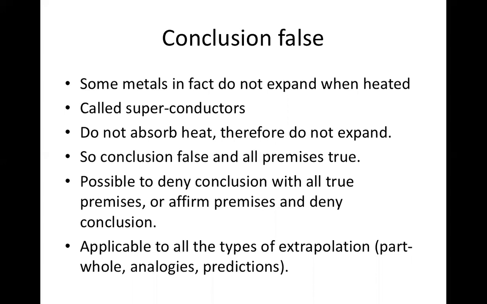Remember when we gave an example of the first inductive argument: 95% of men are honest, Peter is a man, therefore Peter is honest. We said there are two possible conclusions. Peter is not honest is one of the possible conclusions. So Peter is not honest can go with the premises. You can say 95% of men are honest, Peter is a man, Peter is not honest. The argument is okay. So that's why we said it is possible to deny conclusion with all true premises or affirm premises and deny conclusion. And this is applicable to all the types of extrapolation, from the part-whole to the analogies to the predictions.